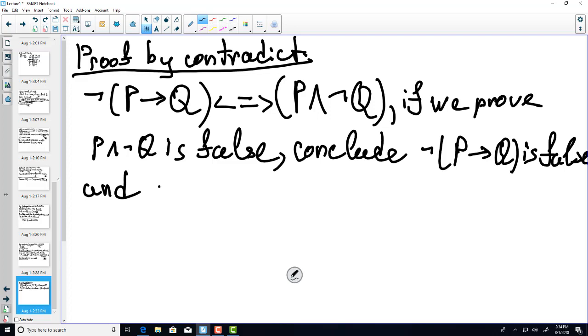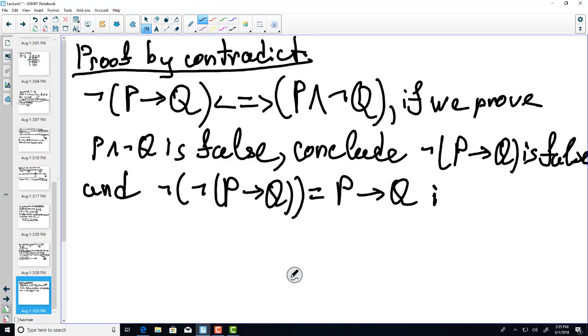Therefore, not (not conditional P to Q), which is the same as conditional P to Q, is true. This is the idea of proof by contradiction. So what we are doing is saying: suppose by contradiction that Q is false, and then the goal is to prove that P and not Q, the negation of Q, is false, and then we are done.